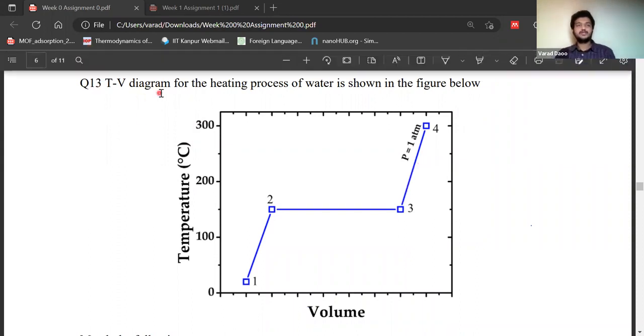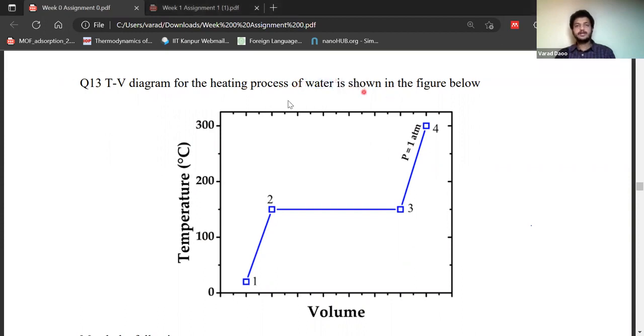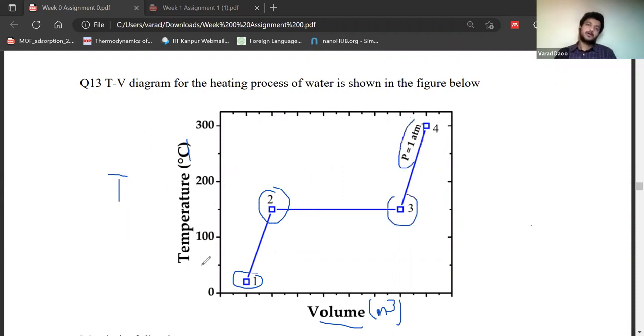So here what we have is a TV diagram for the heating process of water. Okay, so it's a pure component, water, and it's a TV process. So here we have temperature in degree Celsius and volume, some unit, meter cube, let's say. Initially it's at this point, then it goes to 0.2, 0.3. So here P equal to 1 means throughout this process the pressure remains the same.